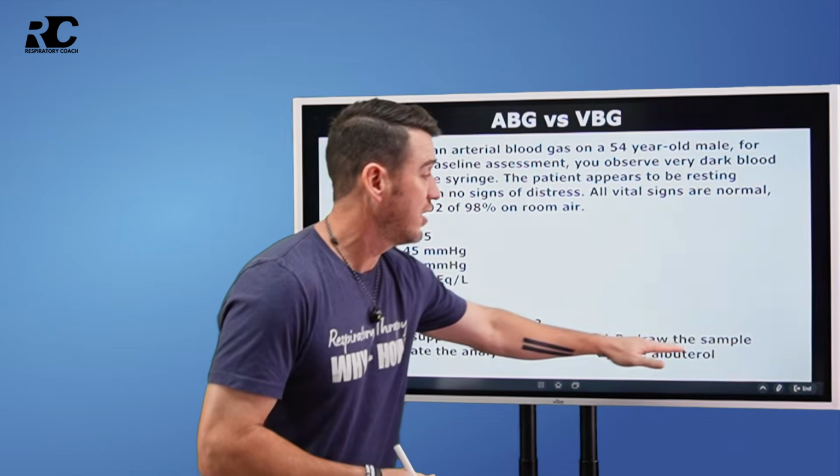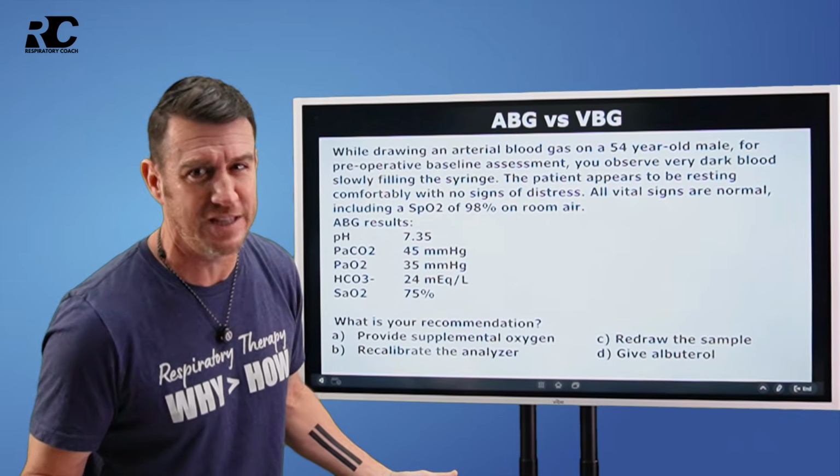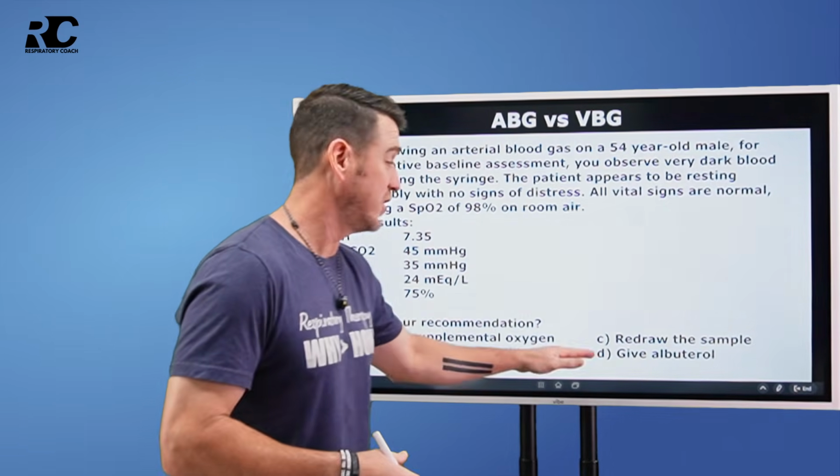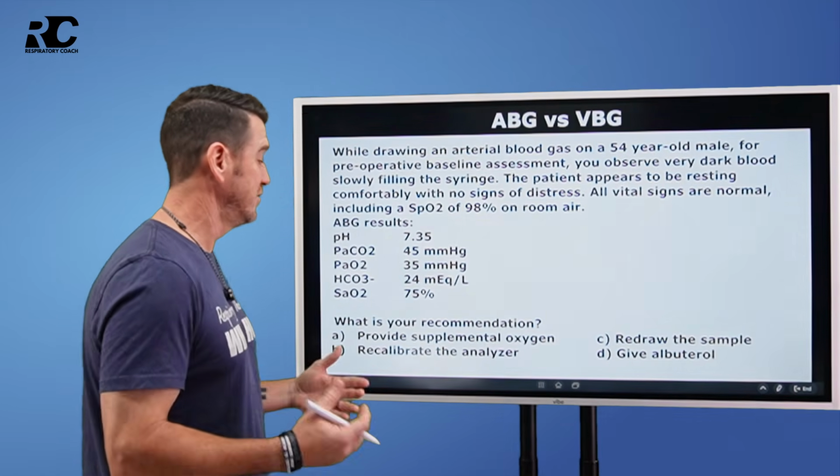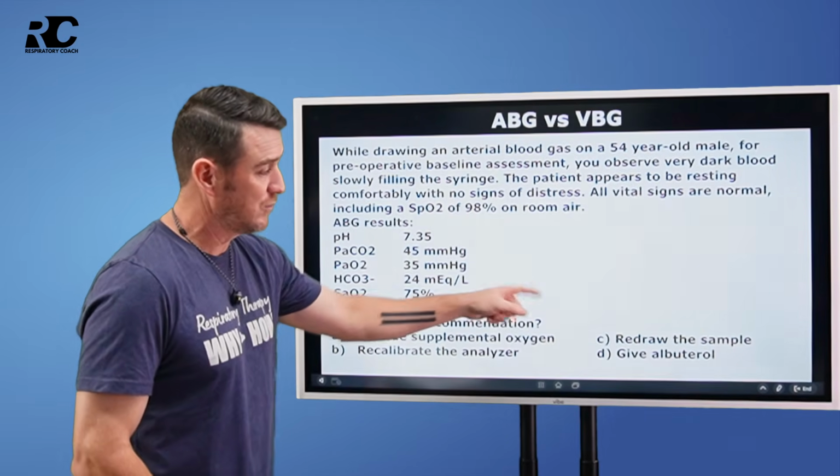What about redraw the sample? Well, why would we redraw the sample? We'll talk about that in a second. Or do you want to give albuterol? That's clearly not the answer, right? So what are we going to do? Do we need to recalibrate the analyzer, or do we need to redraw the sample?